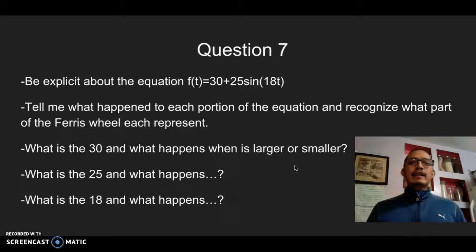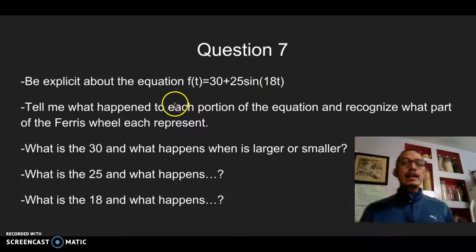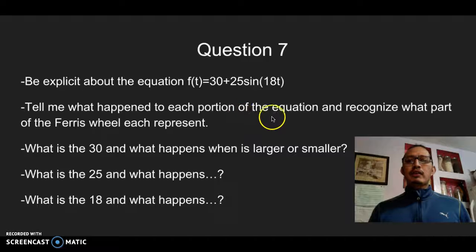Question number 7 is being very explicit about the equation. In question number 2, you have the equation f of t equals 30 plus 25 sine of 18t. Tell me what happened in each portion of the equation and recognize what part of the Ferris wheel each represents. So what does the 30 represent? When it's smaller or larger? What does the 25 represent?